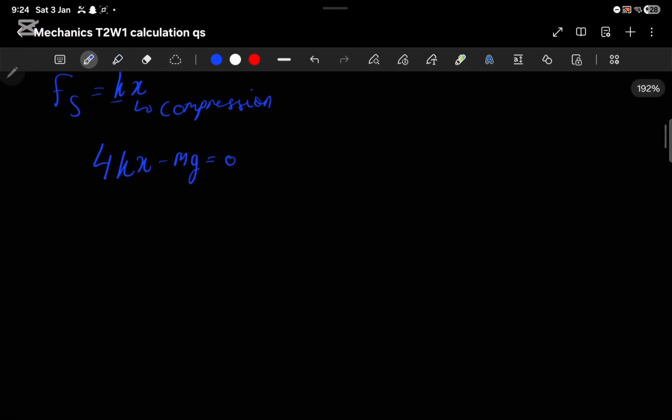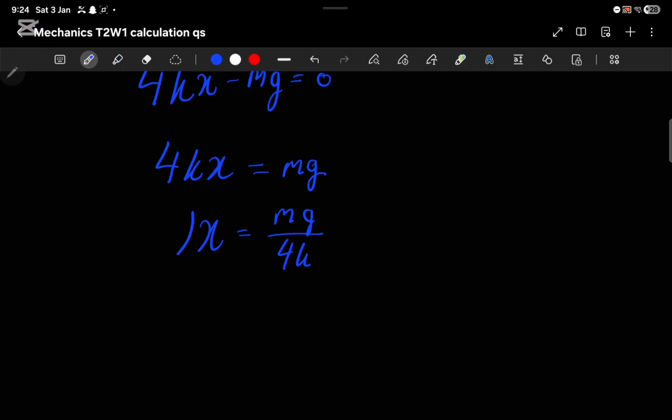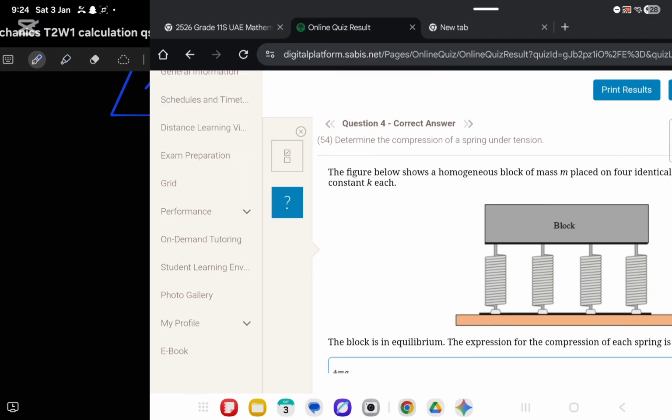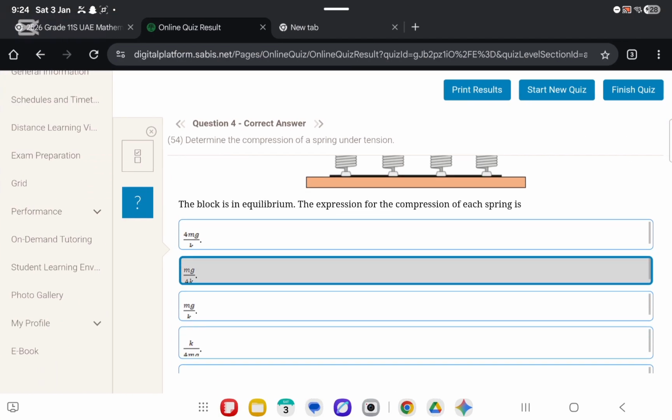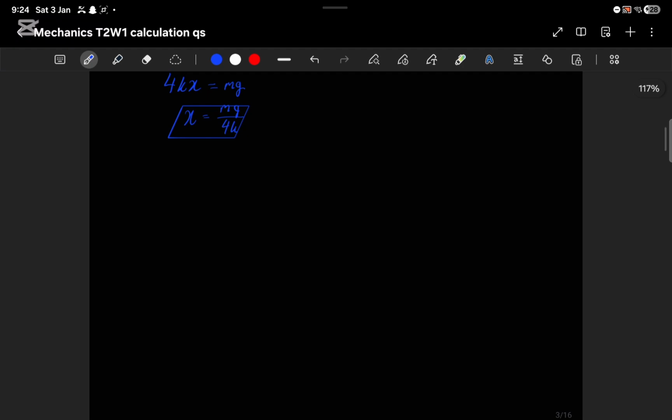So 4kx minus mg is equal to 0. Let's rearrange: 4kx equals mg. Divide by 4k on both sides. X is equal to mg over 4k. This should be the answer. I'm actually not sure, I didn't look at the answer solutions, but I just solved the quiz once, so I'm pretty sure this is the answer. Let me just check. Yes, mg over 4k. Good to know. All right, next question.